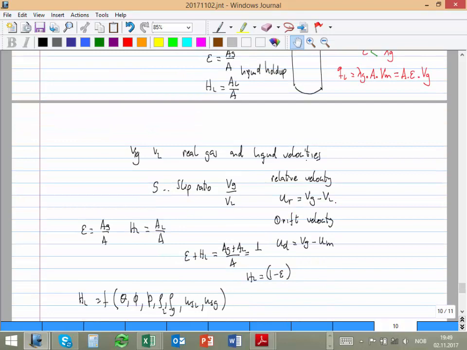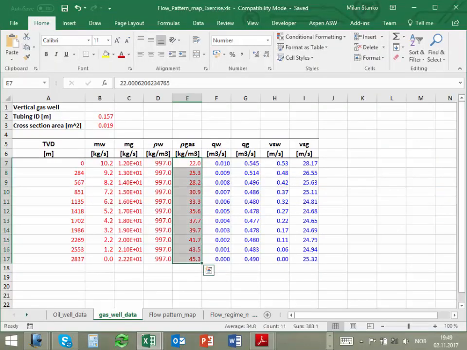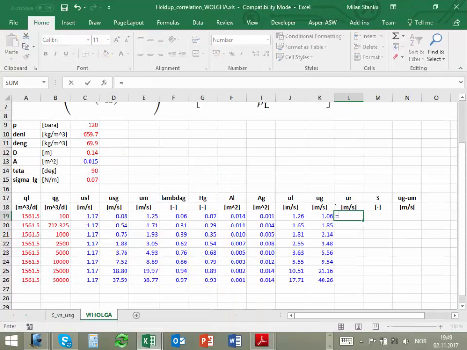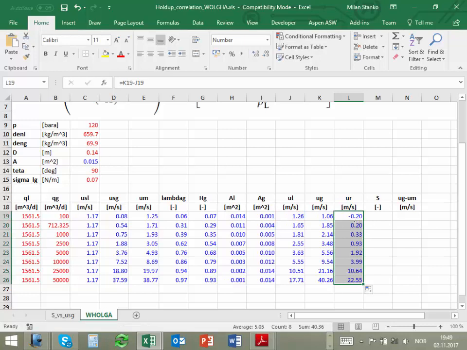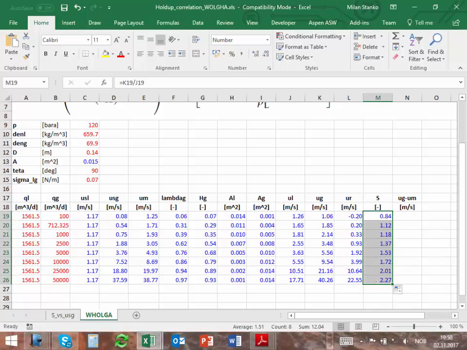Relative velocity, do you remember what was in the definition? Relative velocity is Vg minus Vl. And that exactly confirms our suspicion. Initially, the liquid is going faster than the gas, but then the gas starts to go much, much faster than the liquid. S, what is S? The slip ratio is the relationship between velocity of gas and velocity of liquid. It is this one divided by this one. Initially it should be less than 1, and it becomes bigger than 1. Here, 2.3 times the gas is flowing quicker than the liquid.